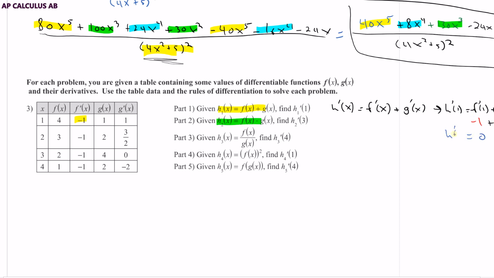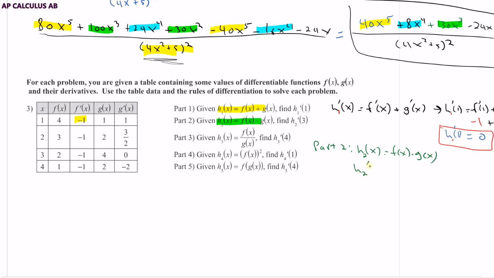So h prime of 1 is 0, and I should be putting a little 1 on this h prime, right? Because this is the first part. H prime of 1 is 0 for that one. For part 2, we're given h2 of x is f of x times g of x.